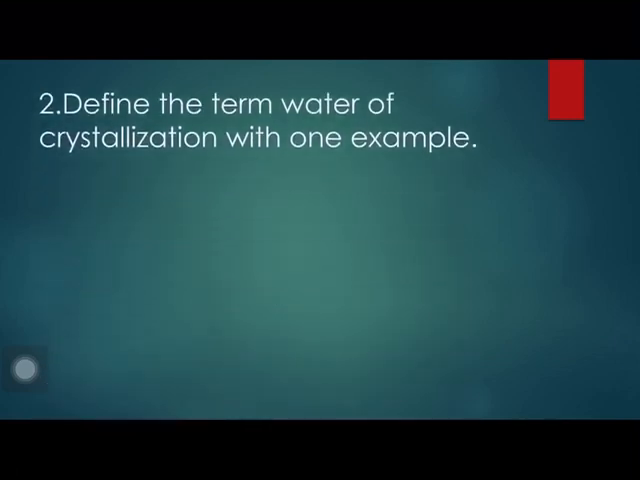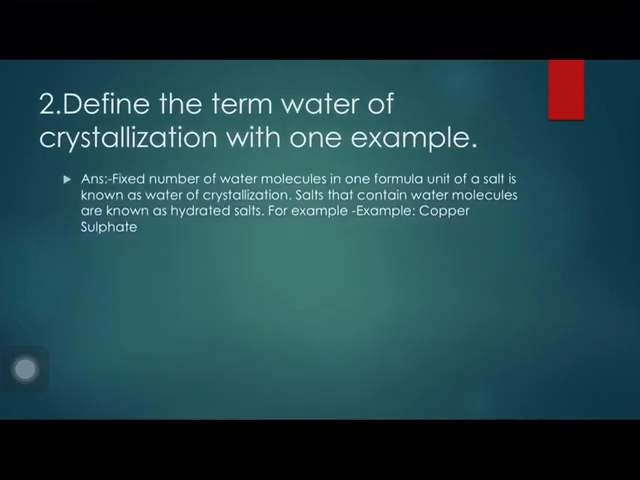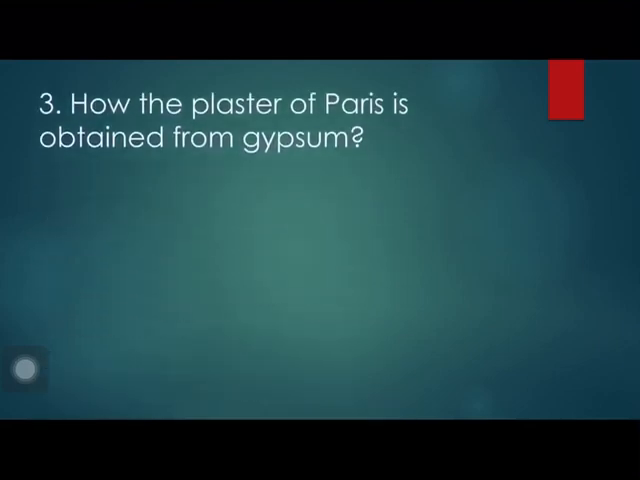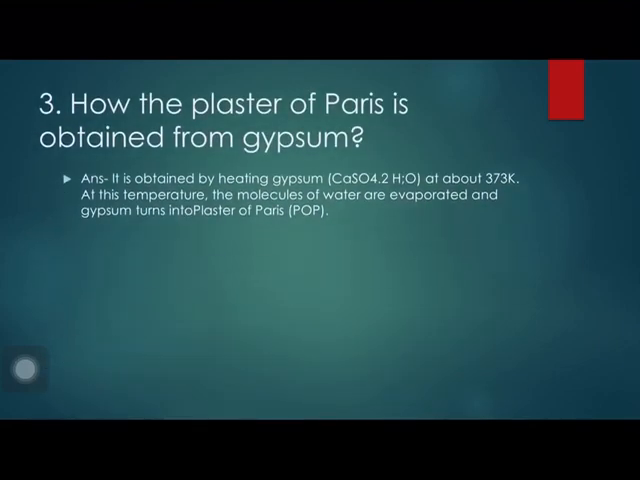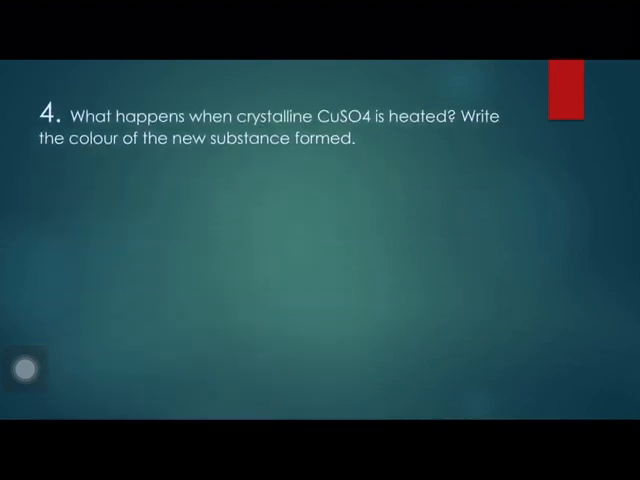Second question, define the term water of crystallization with one example. A fixed number of water molecules in one formula unit of a salt is known as water of crystallization. Salts that contain water molecules are known as hydrated salts. Example, copper sulfate. How is plaster of Paris obtained from gypsum? It is obtained by heating gypsum at 373 Kelvin, and at this temperature the molecules of water are evaporated and gypsum turns into POP. The reaction you can see from the previous slides.